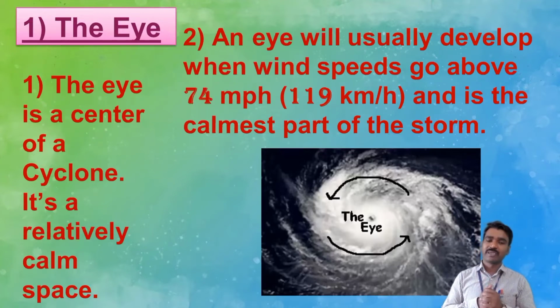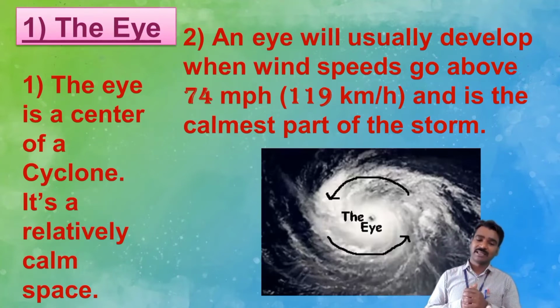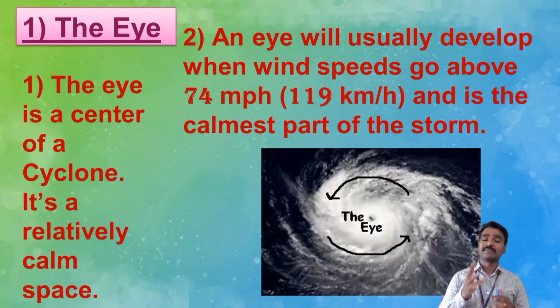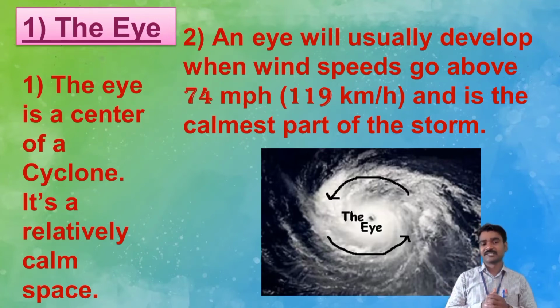So first of all, we have the center of the cyclone, and the center of the cyclone is called the eye. And the most important thing to be noticed is that the center of the cyclone is a relatively calm space where the winds are slow. So this center of the cyclone is not so destructive as it is calm in nature, because the winds located here are relatively slower in speed.